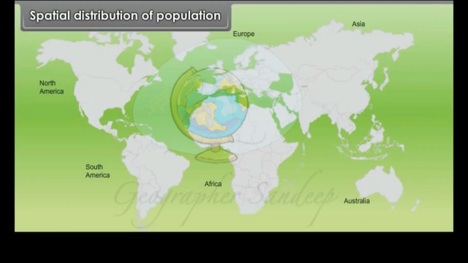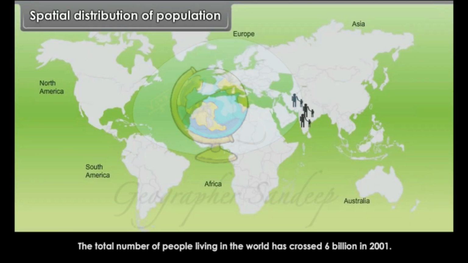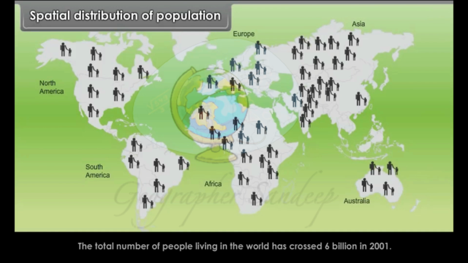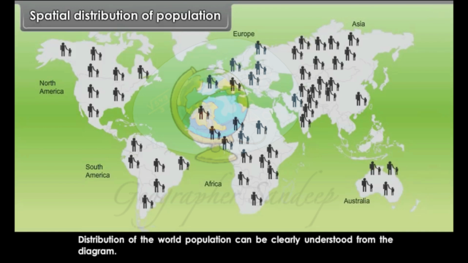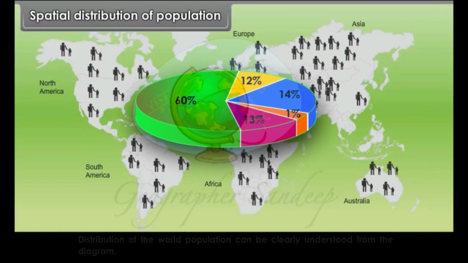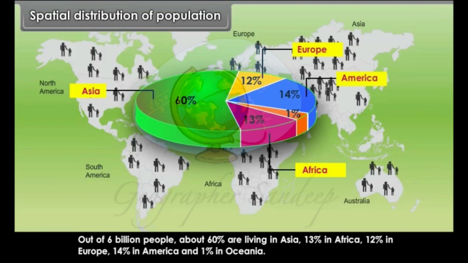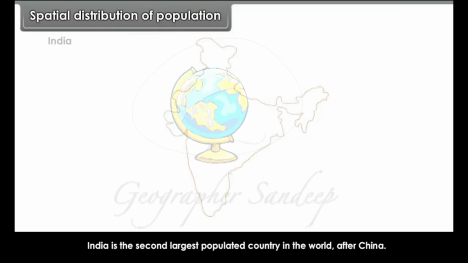Spatial distribution of population. The total number of people living in the world has crossed 6 billion in 2001. Distribution of the world population can be clearly understood from the diagram. Out of 6 billion people, about 60% are living in Asia, 13% in Africa, 12% in Europe, 14% in America and 1% in Oceania.